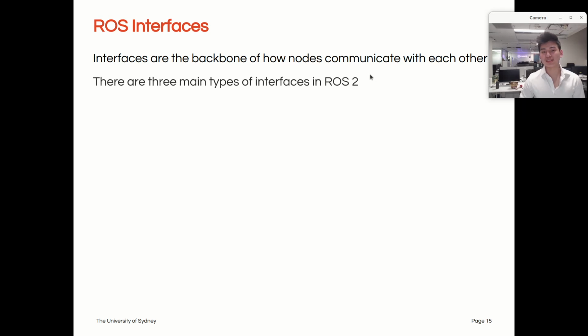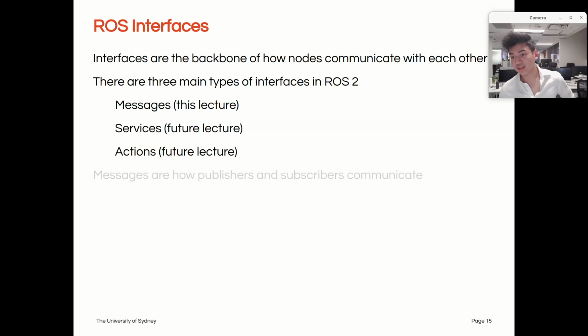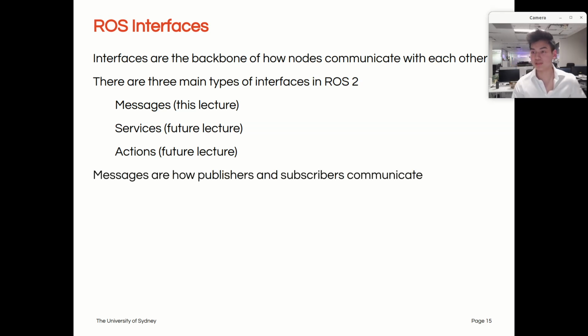There are three main types of interfaces, and they are messages, which we are going to be focusing on exclusively in this lecture. There's two more, which are services and actions. These are going to be covered in a future lecture. I think the sixth ROS2 lecture is on services and actions. So as you may be aware by now, messages are how publishers and subscribers communicate. Right? In that publisher-subscriber example from earlier, my publisher is sending messages to the subscriber.